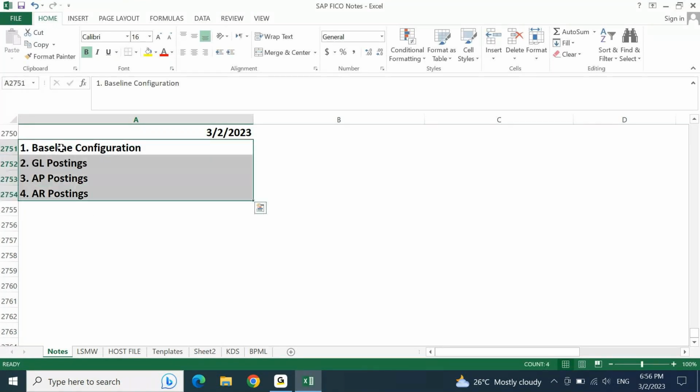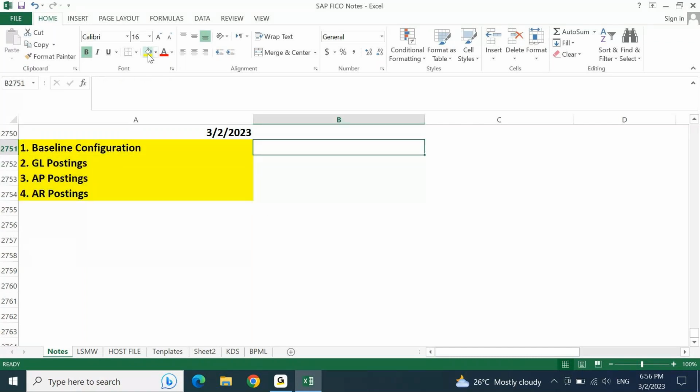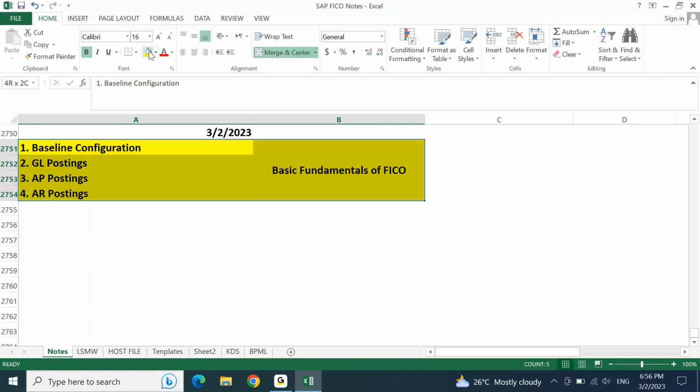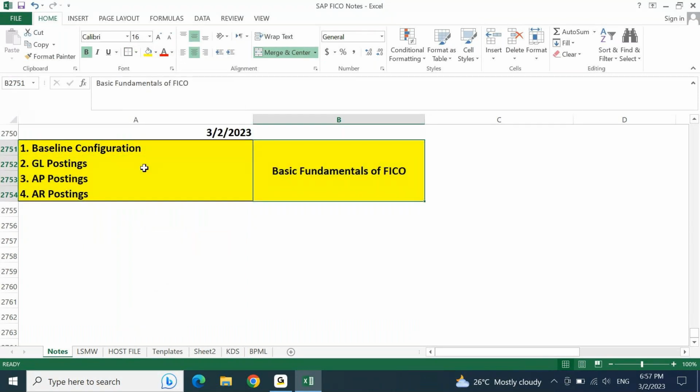Now, all these are your basic fundamentals of FICO. We say these are all basic fundamentals of FICO. And you're not going to achieve anything with these settings. These settings are not going to help you in your interview because you're not going to get any questions from this area. Okay, so you're not going to get any questions from this area.